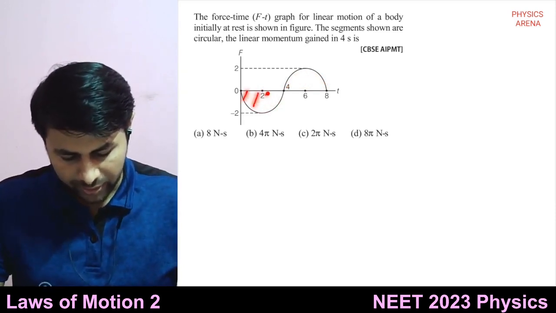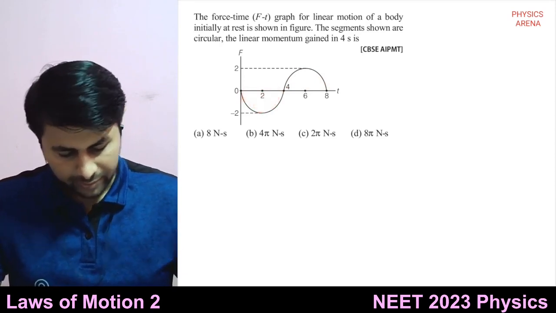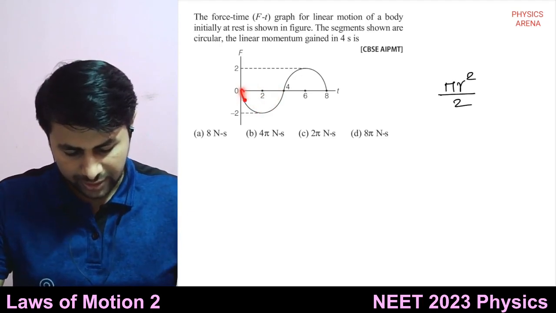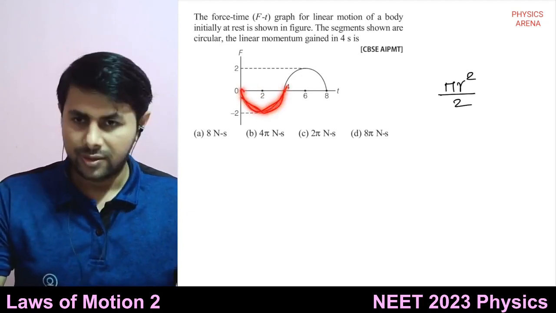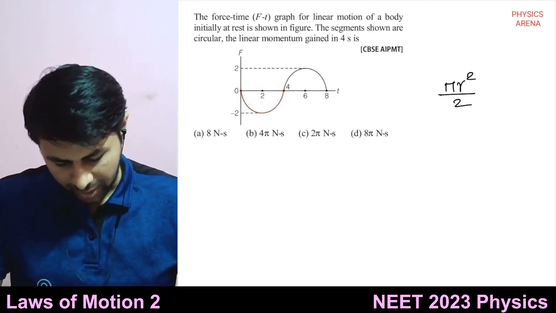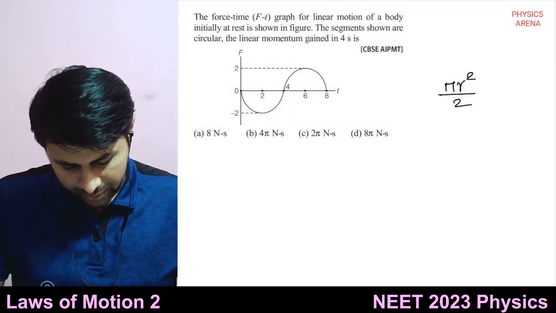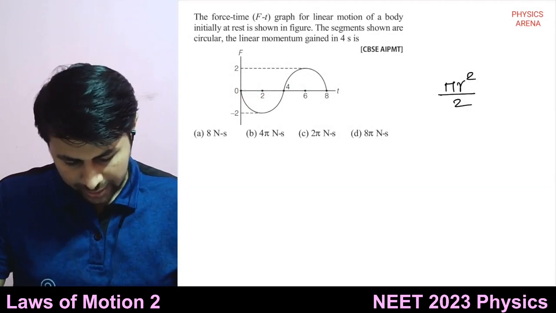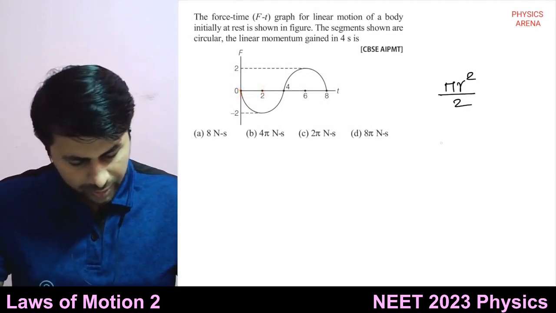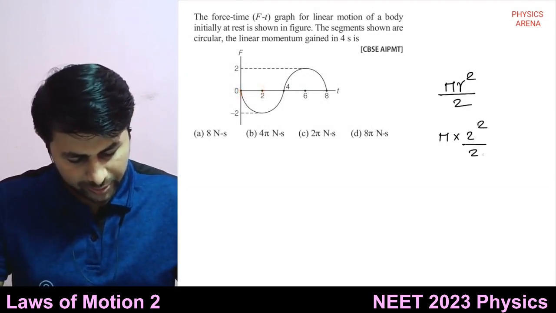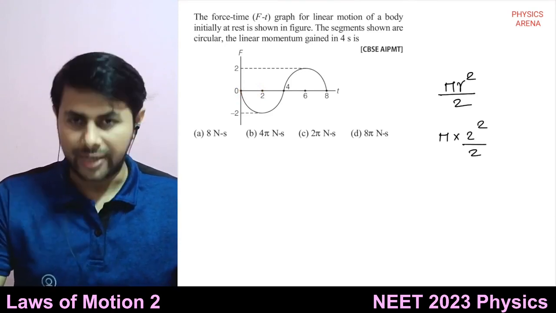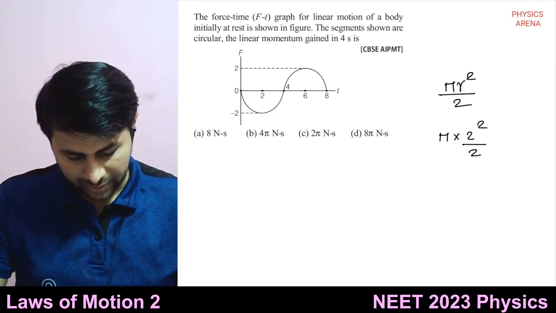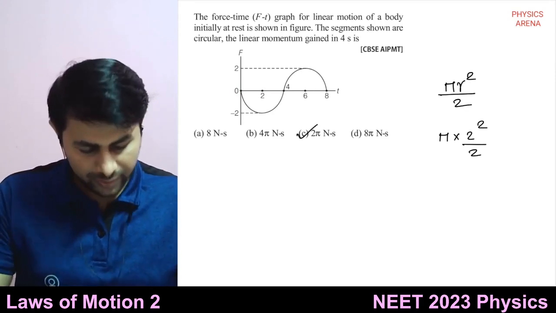Okay, so up to 4 seconds, it will be what? Pi r square divided by 2, because this is a semicircle, right? And how much is r? You can see r is equal to 2. So it is pi multiplied by 2 square upon 2. So 2 pi, right? Option C.